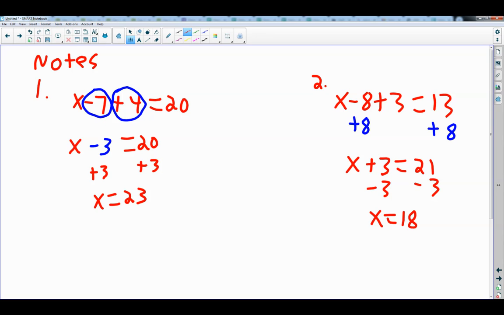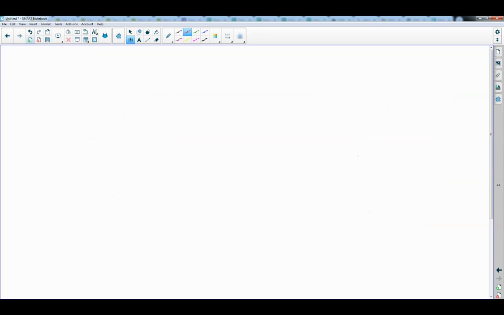Okay, so when yours, 4, 5, and 6, are like 1 and 2, you can do it either way. You can do one one way, one the other way, or both one way. It doesn't matter. Okay. Make sure you go back, pause, copy that down.